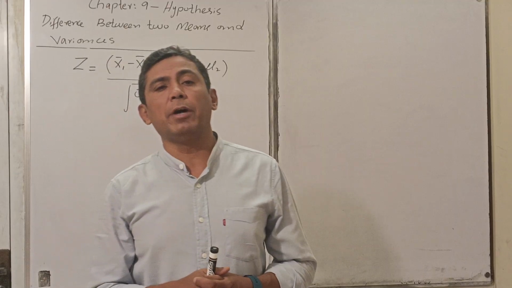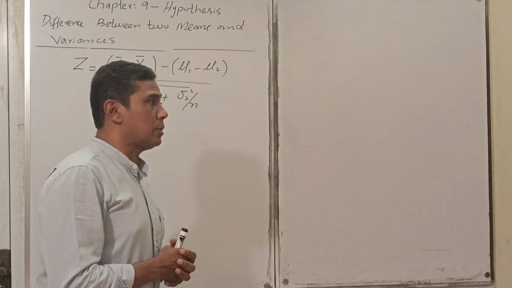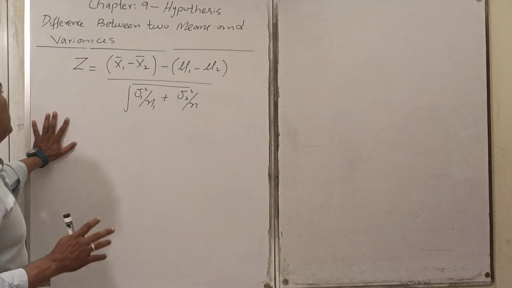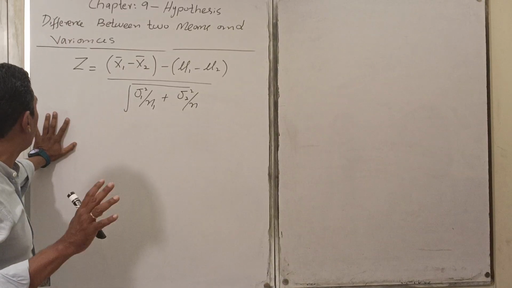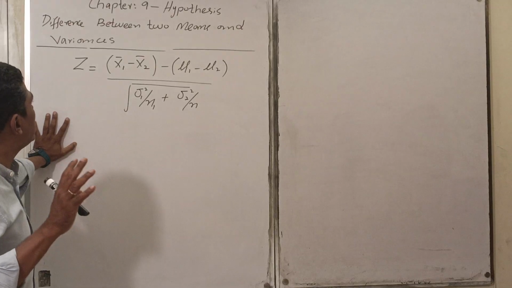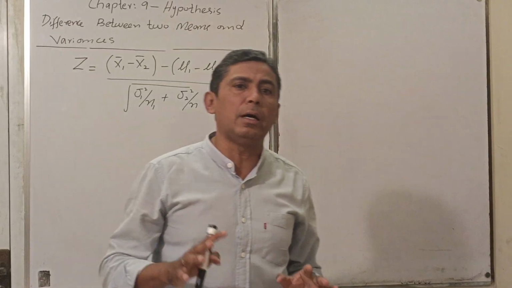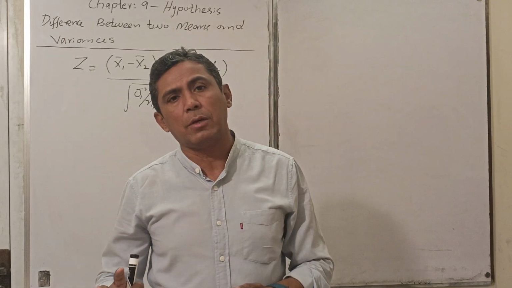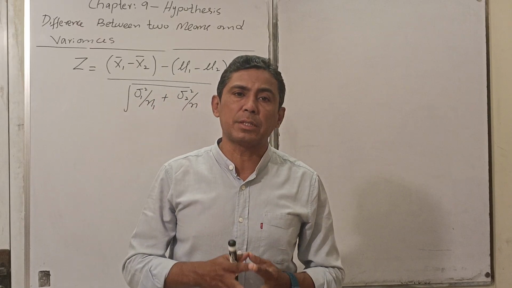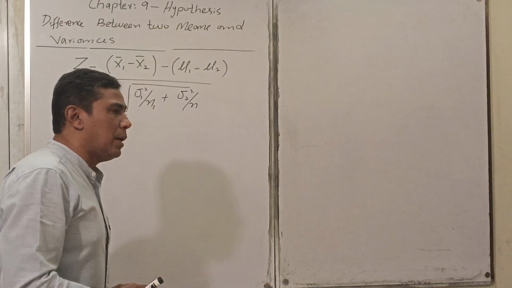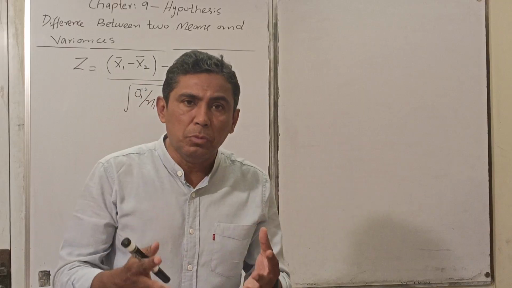Today we have very important discussions related to chapter number 9 of your textbook. Chapter number 9 is based on a very important topic that is related to the hypothesis difference between two means and variances. And student, we have already covered a hypothesis related to the z test and a hypothesis related to the t test. And today we have discussion related to how you will apply the z test with respect to the two variances and two means.